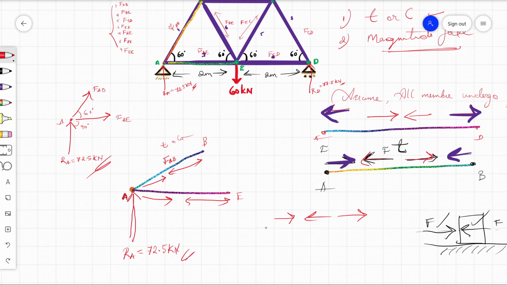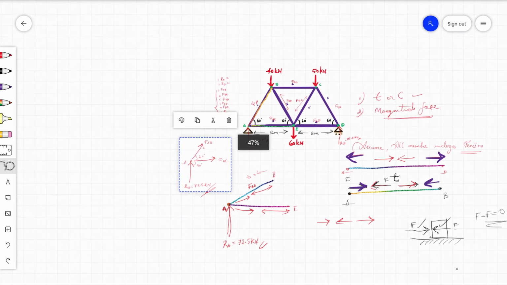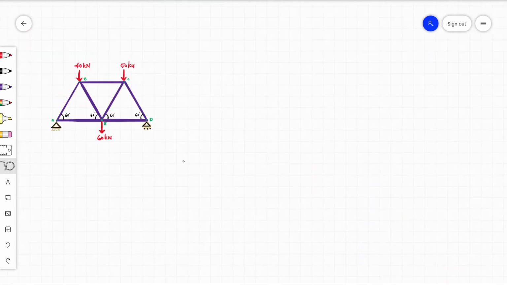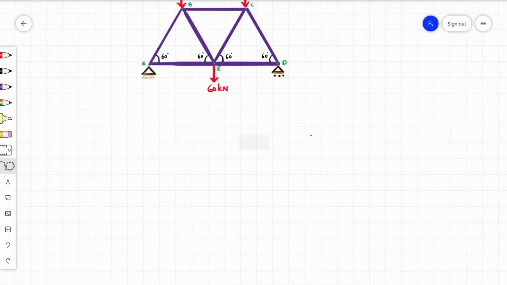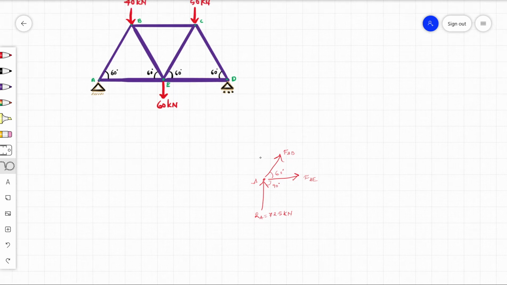And how do we solve this? I'll tell you. Okay, this is easy. There is nothing to worry. Actually, trust me, numerical is very easy, but you need a little bit extra practice.